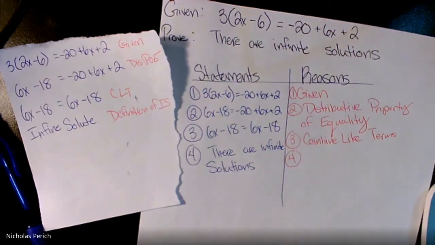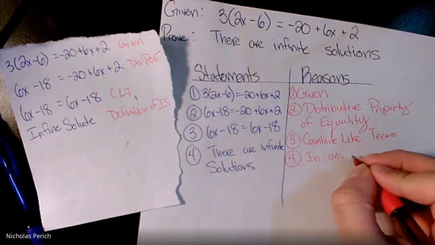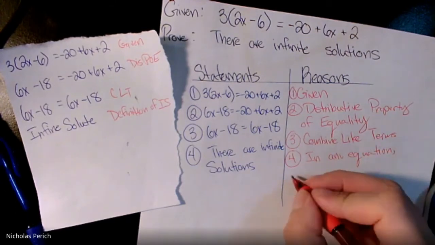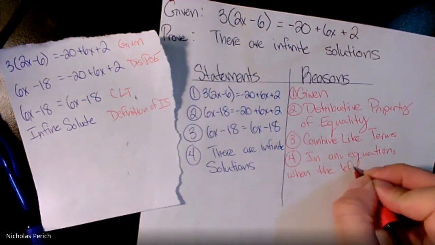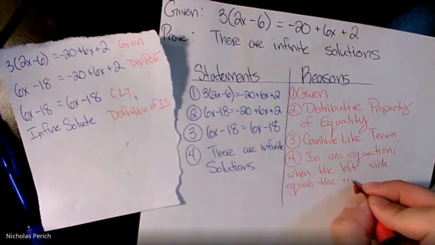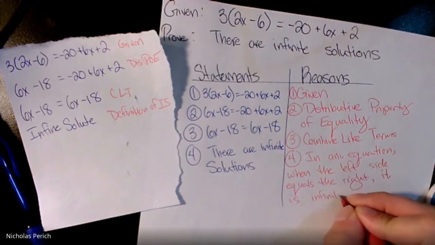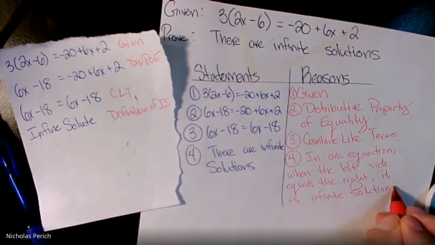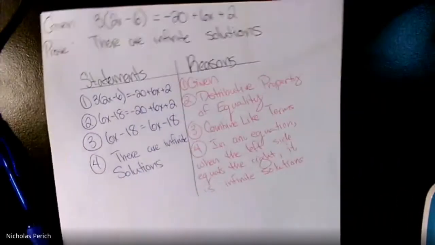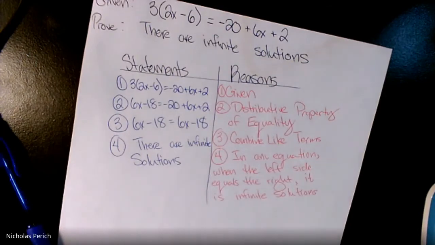I'm going to be more specific in my reason because I'm writing this out like you're the student. So if you were writing this out to me, you need to pretend like I'm dumb and I don't know exactly what you mean. So I want you to be like, well, in an equation, when the left side equals the right, it is infinite solutions. So I'm just really explaining myself. Whoo, boy. If I don't have lines on my paper, you might as well just not even try. That's my motto.